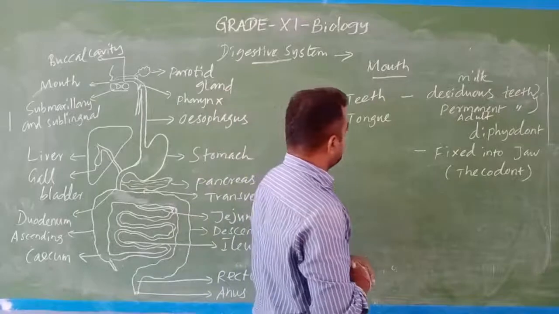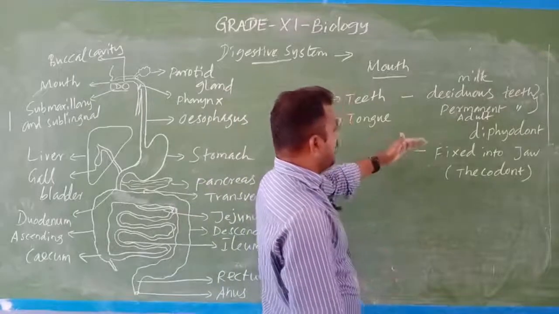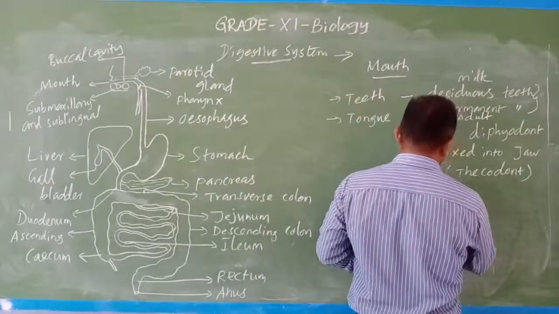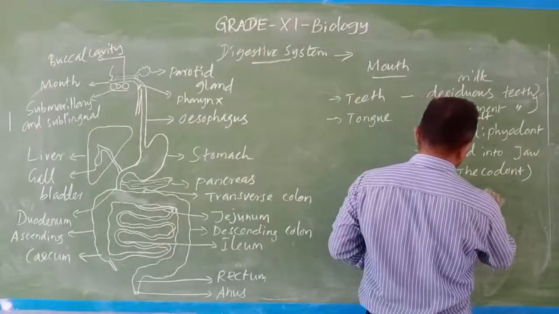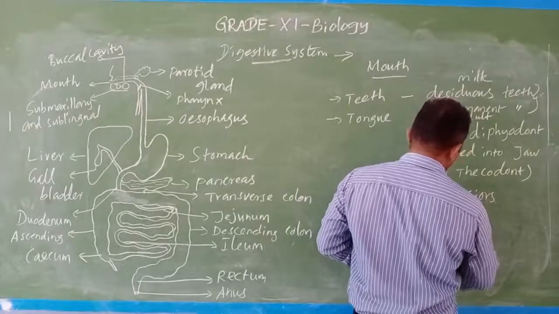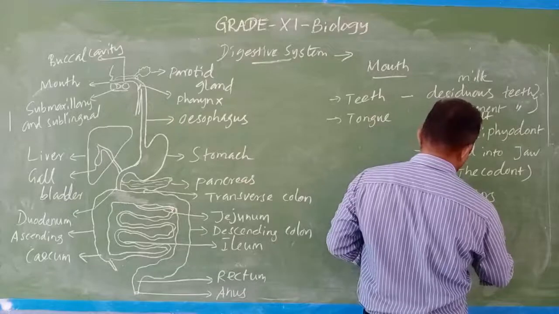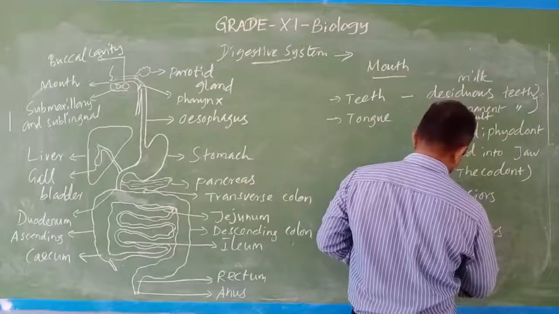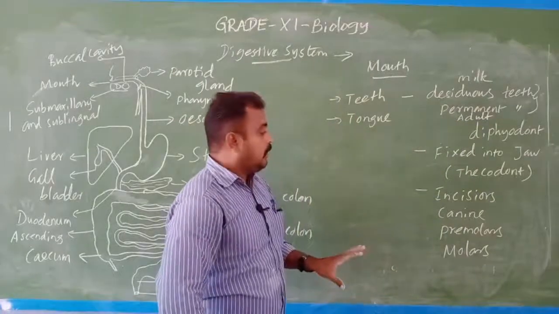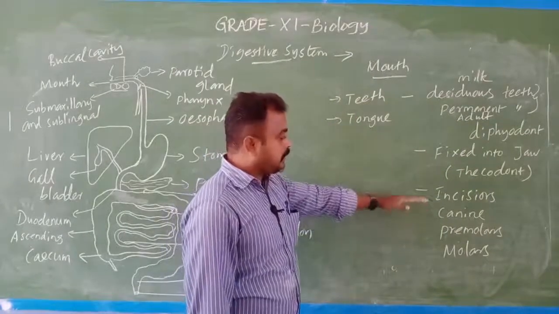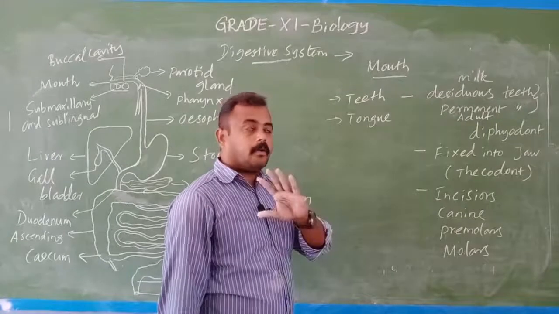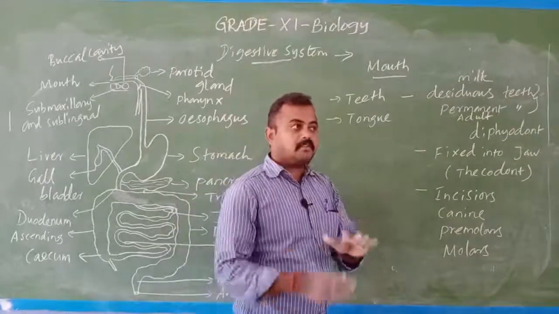The next one, we have four types of teeth in our mouth. One is incisors, second one is canine, then premolars and molars. So four types of teeth we have. They differ from each other. We don't have the same kind of teeth. We have different kinds of teeth.